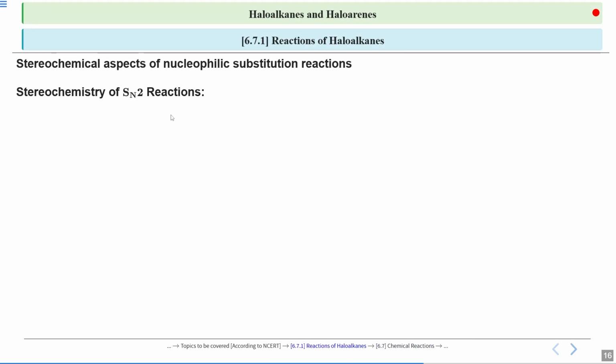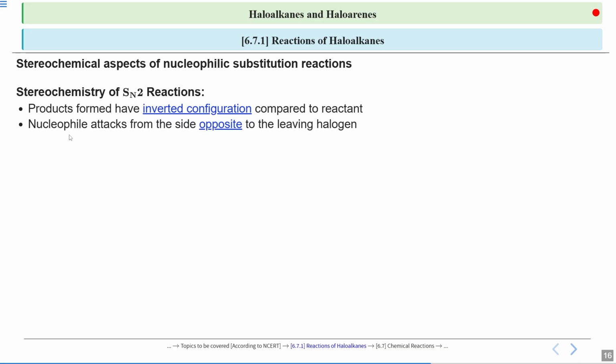Stereochemistry of SN2 reactions. We have seen the SN2 reaction, right? If you talk about the stereochemistry, the products that form have inverted configuration compared to the reactant configuration. How? The nucleophile in the SN2 reaction attacks from the side opposite to the leaving halogen, the carbon-halogen bond. So the nucleophile is attacking from the opposite side. Back attacking is happening in the SN2 reaction.